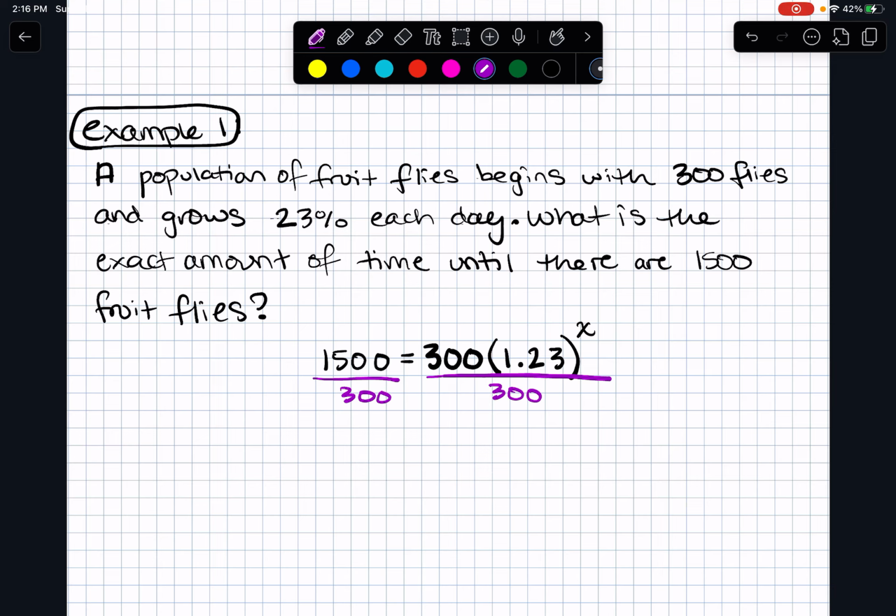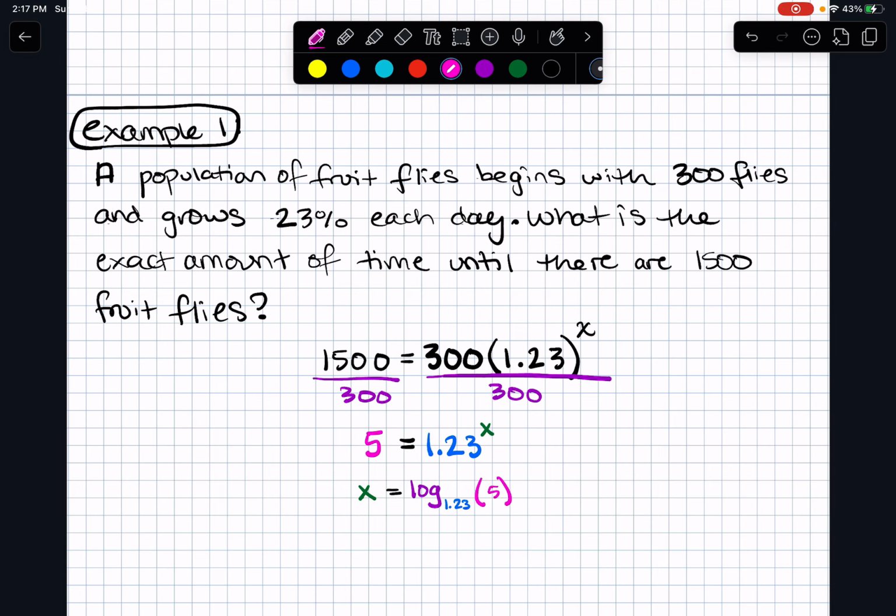exponential form. So if I divide both sides by 300, 1500 divided by 300 is 5, which is equal to 1.23 to the power of x. And now you can see we have a base, we have a power, and an argument, so I can use my logs to isolate that power. So my power equals log base 1.23 of my argument, which is 5.